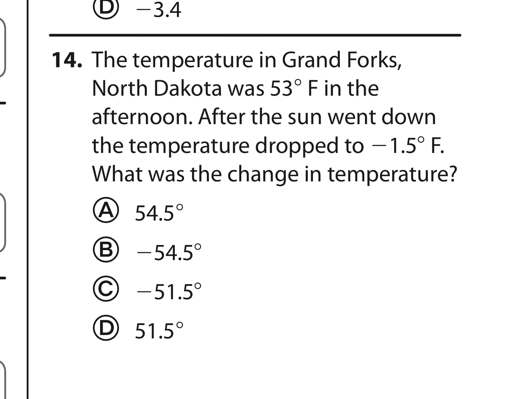For problem number 14, the temperature in Grand Forks, North Dakota was 53 degrees Fahrenheit in the afternoon. After the sun went down, the temperature dropped to negative 1.5 degrees Fahrenheit. What was the change in temperature? We could do this a couple different ways. We could find the distance between 53 degrees and 0 and add that to the distance between 0 and negative 1.5. We could actually take the larger number, 53, and subtract the smaller number, negative 1.5, which would have the same effect. I'm going to do that for a change here.